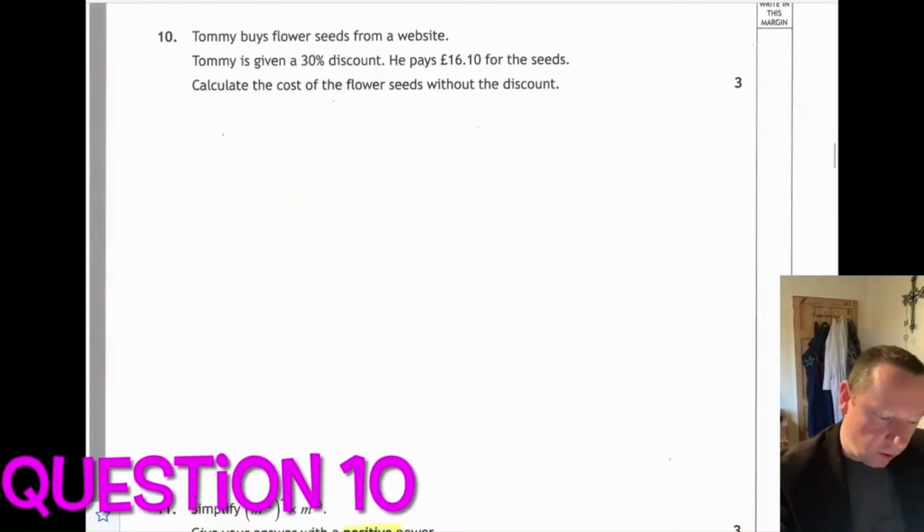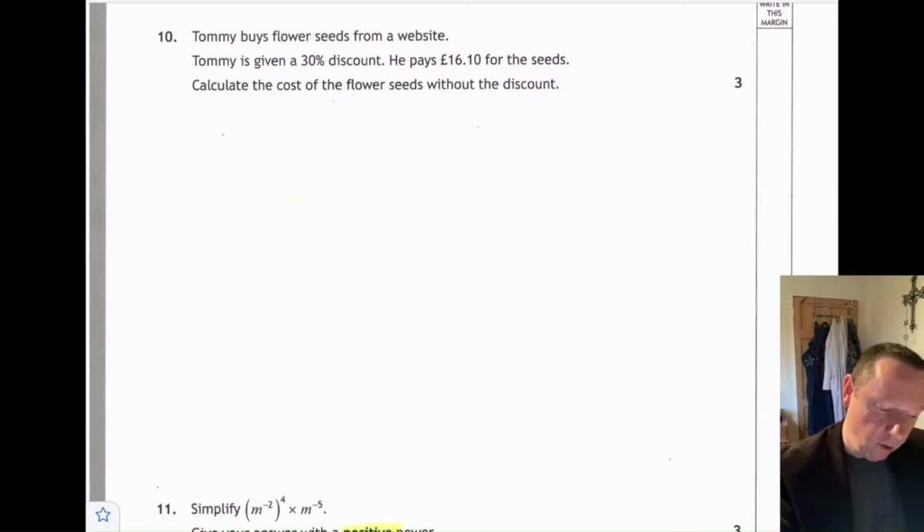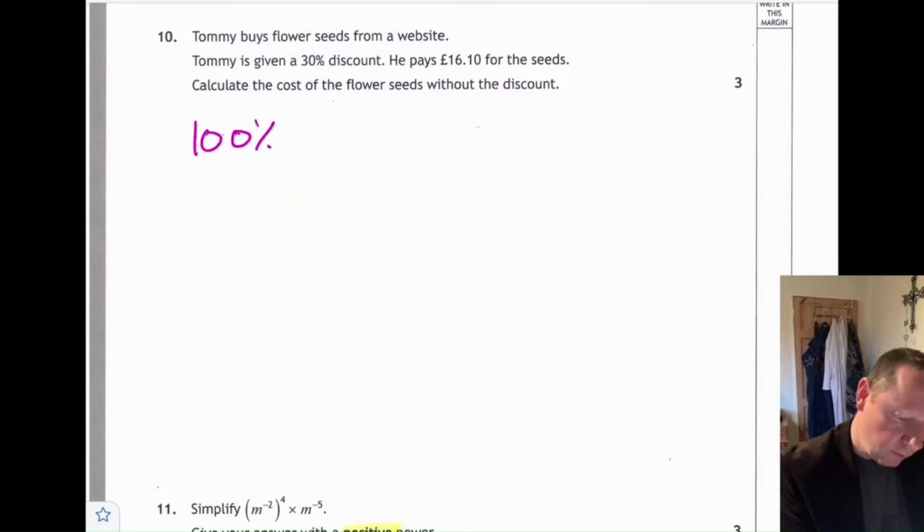10. Tommy buys flower seeds from our website. He's given a 30% discount. He pays £16.10. Calculate the cost without the discount. No time in this question, so I'm probably dividing. So 30% discount, which means 100% minus 30%, that means he's paid 70%.